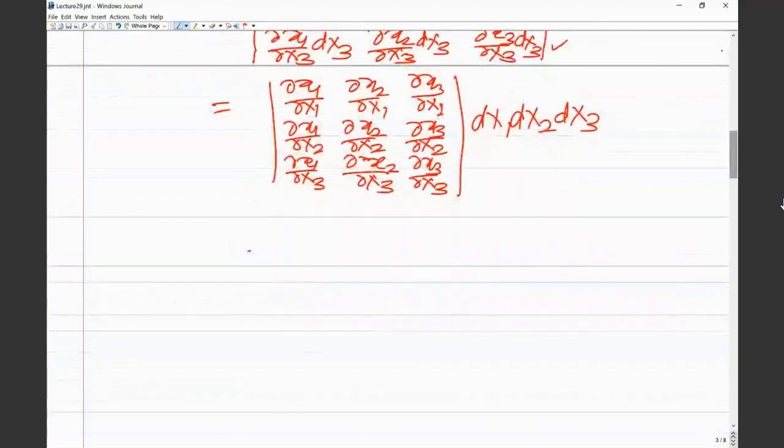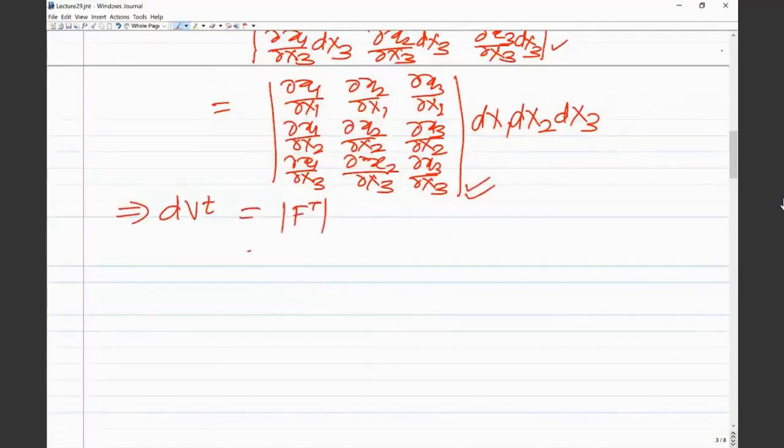So you get this. Now you will see from this that dvt is equal to, if you remember, this is nothing but the determinant of F transpose. So the determinant of F transpose and dX1 into dX2 into dX3, which is dv naught. So you have this ratio. The determinant of F transpose is the same as the determinant of F. So we can also write this as the determinant of F into dv naught.